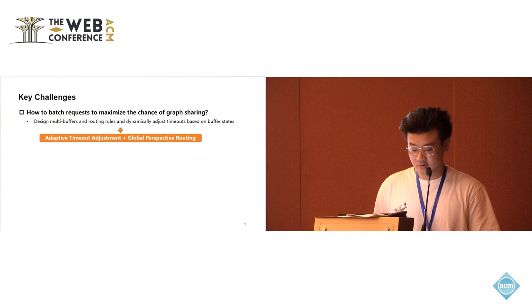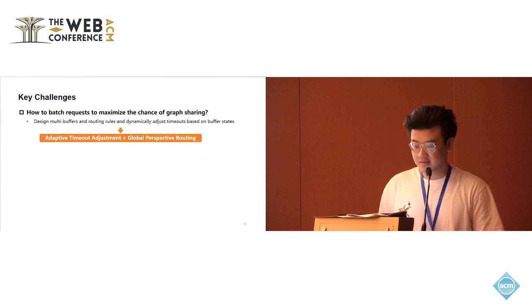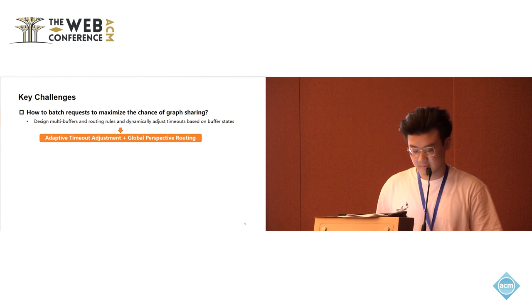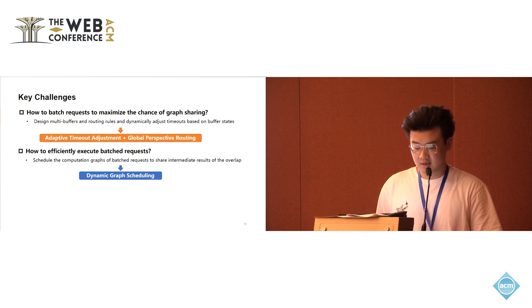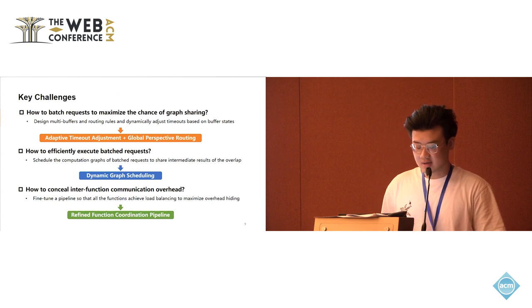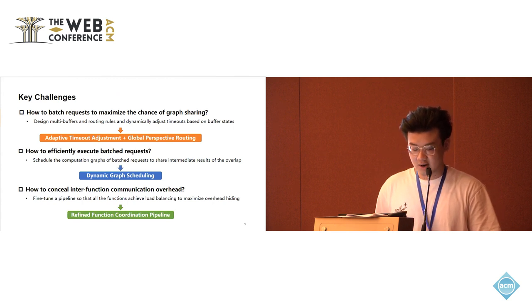However, it's non-trivial to fulfill the idea. First, how can we batch requests to maximize the chance of graph sharing? Multi-buffers with adaptive timeout adjustment and routing rules are all necessary. Second, how to efficiently execute batched requests? A dynamic graph scheduling is essential for organizing graph sharing. Third, how to consider inter-function communication overhead? It's important to fine-tune a pipeline so that all the functions achieve load balancing to maximize overhead hiding.